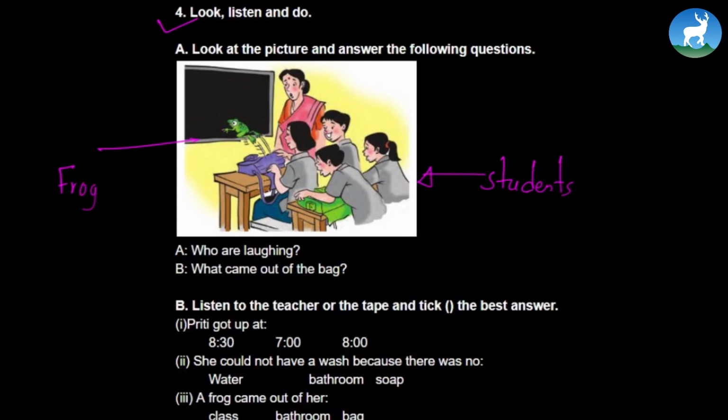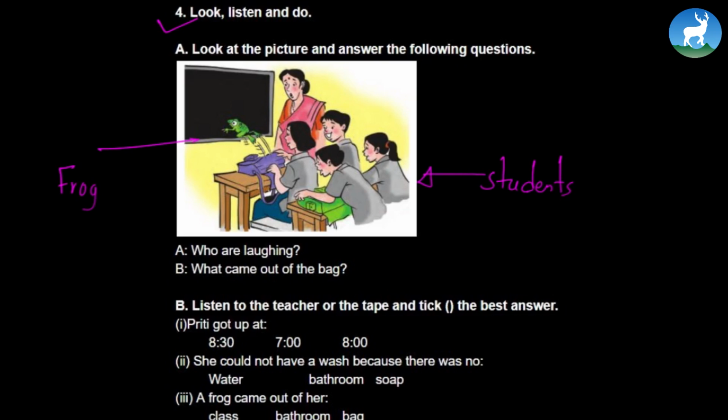I'm Priti. Yesterday was a bad day for me. I got up at 8 o'clock in the morning. I missed my tea because I was late. I couldn't have a wash as there was no water. Mr. Gurung, my English teacher, was very angry with me. I was late for my English lesson. When I opened my bag, a big frog jumped out of it. Everybody was frightened. They also laughed and laughed and laughed for a long time.